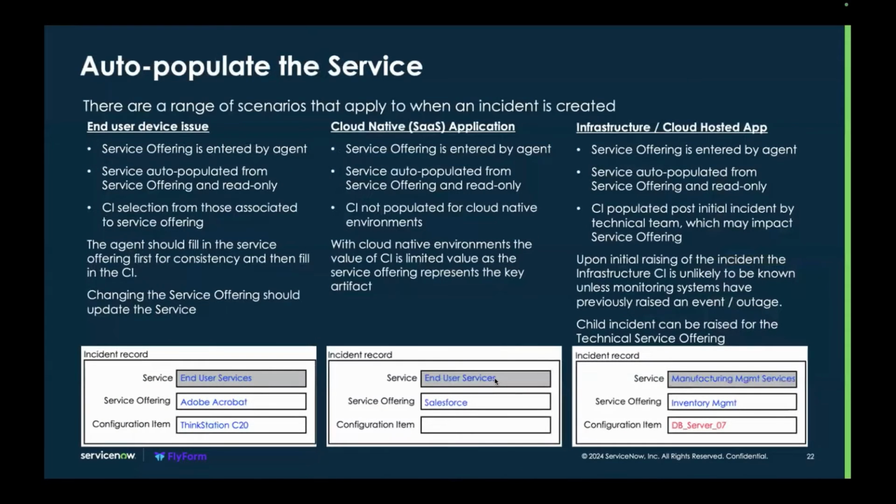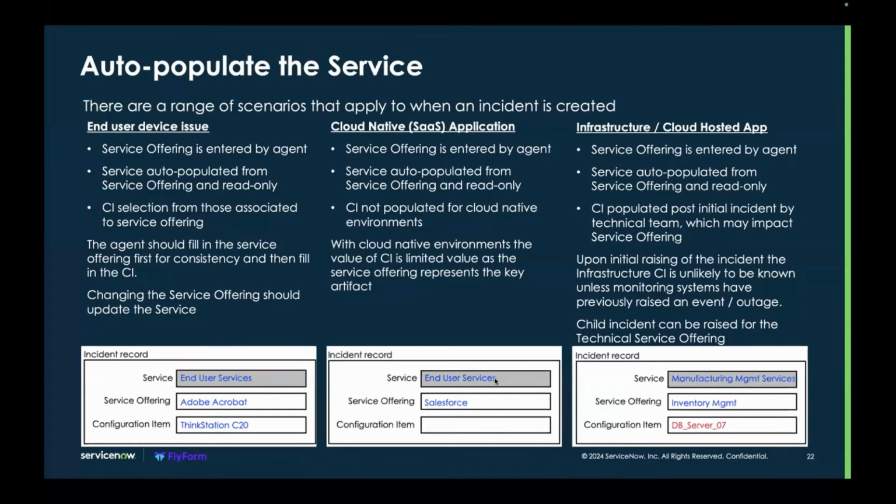So, auto-populating the service. I mentioned that not everything has a CI. If we take an end user computer, which I mentioned is probably not the place to start in terms of CMDB, it can be something that's appropriate for your business. In this case, you see an example where the caller has phoned up about Adobe Acrobat on their device. So that's end user services, and the configuration item is their own end user compute device, in this case a laptop that's allocated to them.